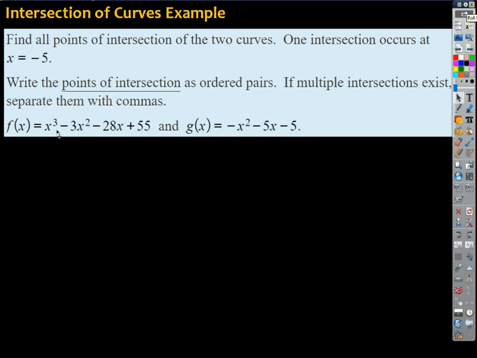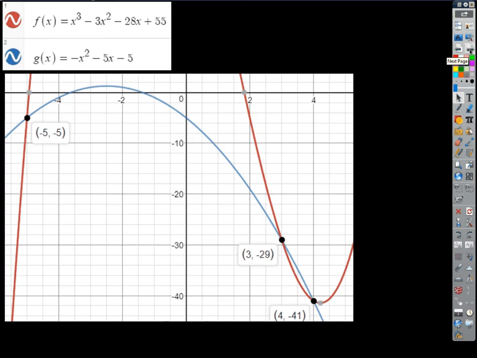Okay, now let's think about this in terms of what we do when we're trying to find intersections. What's going to be true here? The points of intersection are going to be the places where the same x and y values work for both equations, right? If I look at a graph of this, here's what it looks like. The red function is the first one, that's f of x, and the blue one is g of x. Here's just a picture of those graphs.